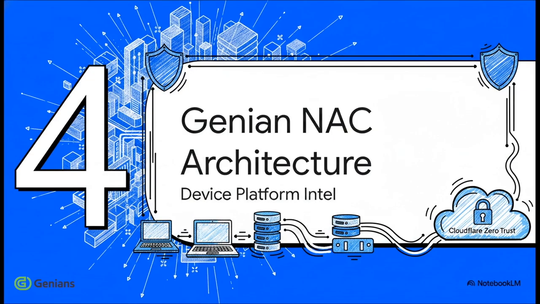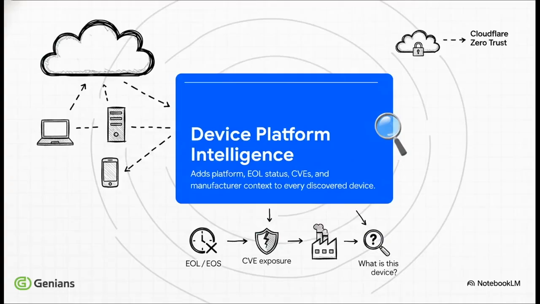Section 4, Genian NAC architecture. Let's look at how this actually works without blowing up your network. Genian leverages what they call device platform intelligence. Think of this as a highly specialized, non-intrusive Layer 2 network sensor. It doesn't just see a random IP and MAC address, it categorizes the specific platform. It pulls in manufacturer context. It actually tells you if the device is end of life, end of support, or has exposed CVEs. It answers the fundamental question of what exactly is this thing and should it even be allowed on this switchboard?